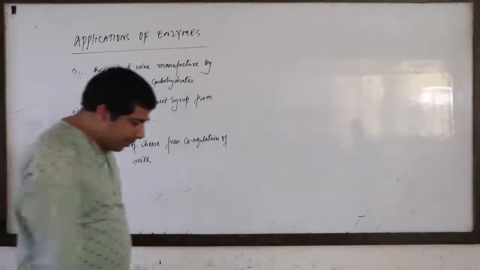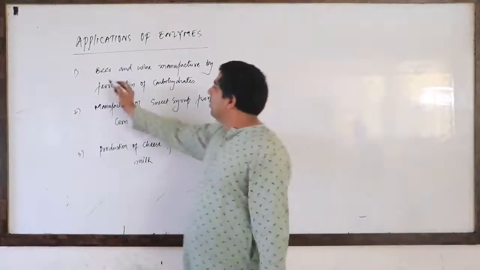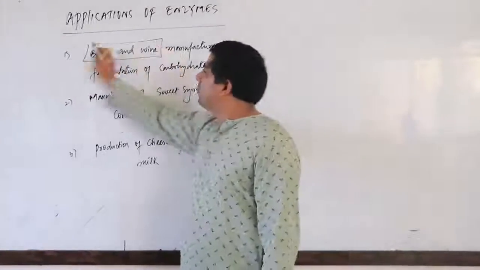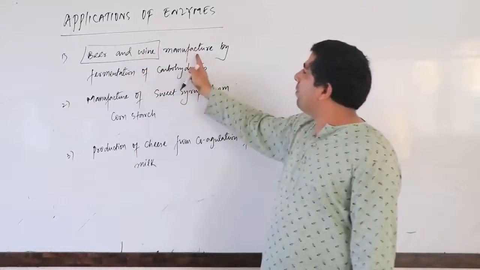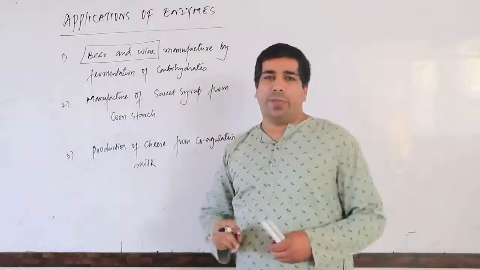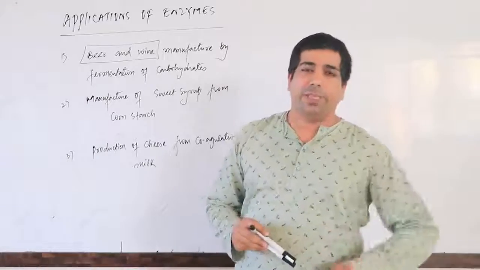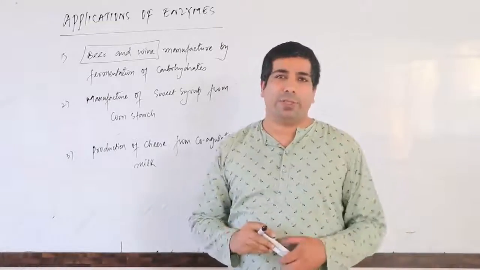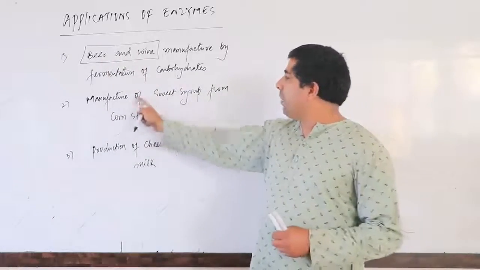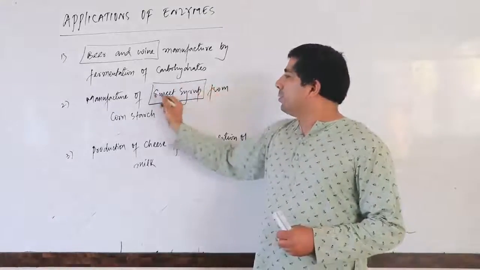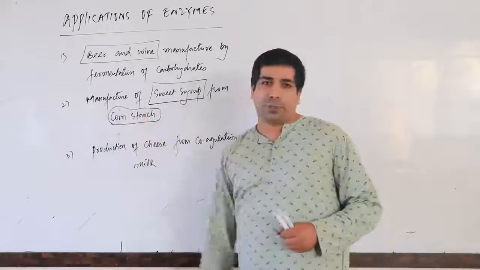So my dear friends, let's look at the applications of enzymes. Okay, so have a look here. For the production of beer and wine, these things can be manufactured. Okay, beer and wine are manufactured by fermentation of carbohydrates. So when we do the fermentation of carbohydrates, obviously it's an anaerobic respiration, we will be producing the beer and wine. Second point is the manufacturing of sweet syrup. Sweet syrup can be made from corn starch.